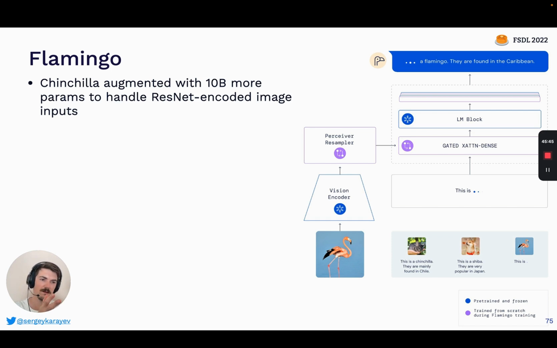And then what you can do is give a mix of images and text to the model. So in this example, they show an image of a chinchilla and say, this is a chinchilla. Image of a Shiba Inu, it says, this is a Shiba. And then an image of a flamingo, and it says, this is, and the model is able to autocomplete. It says a flamingo, they're found in the Caribbean.